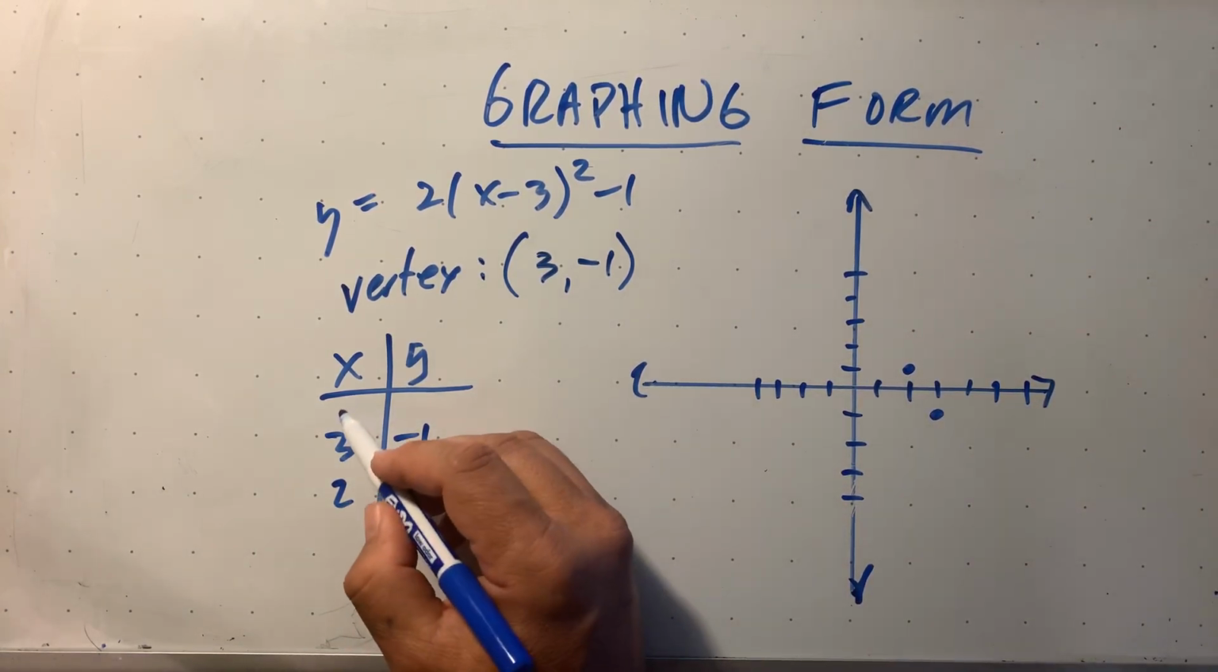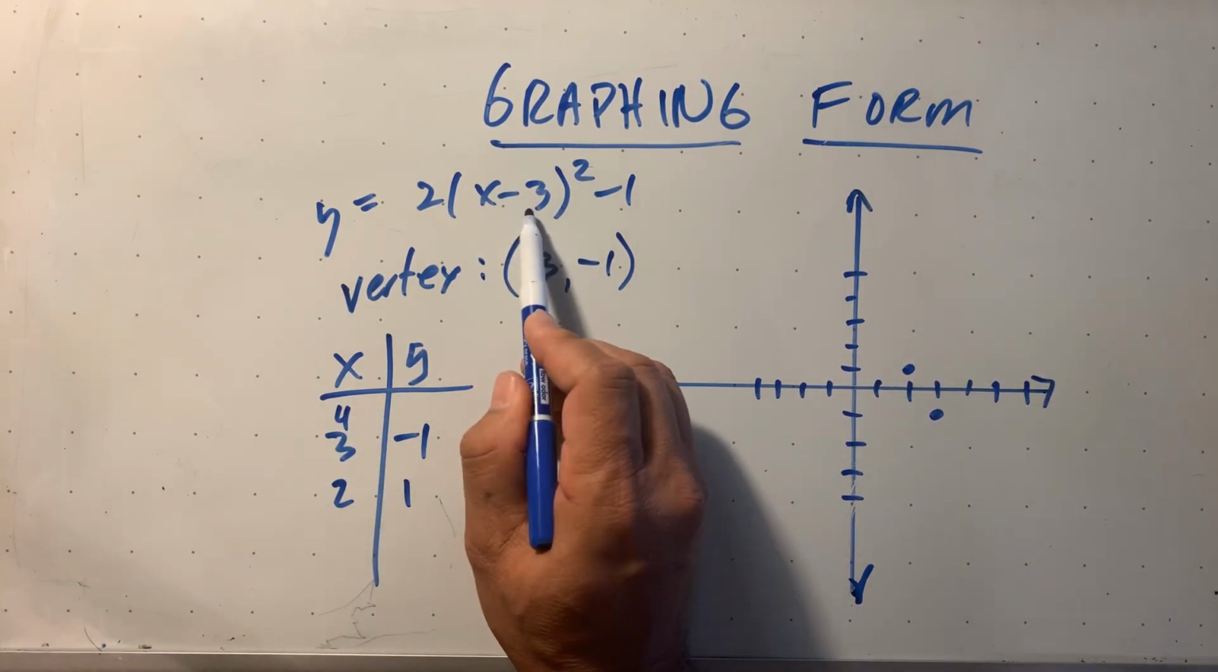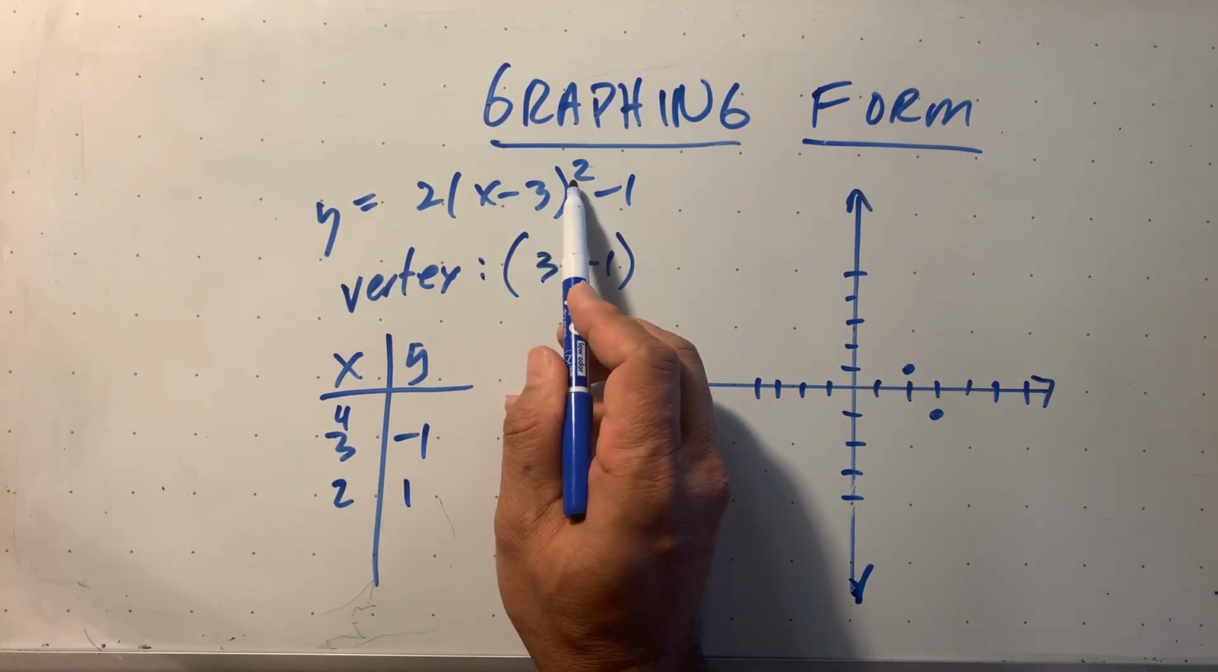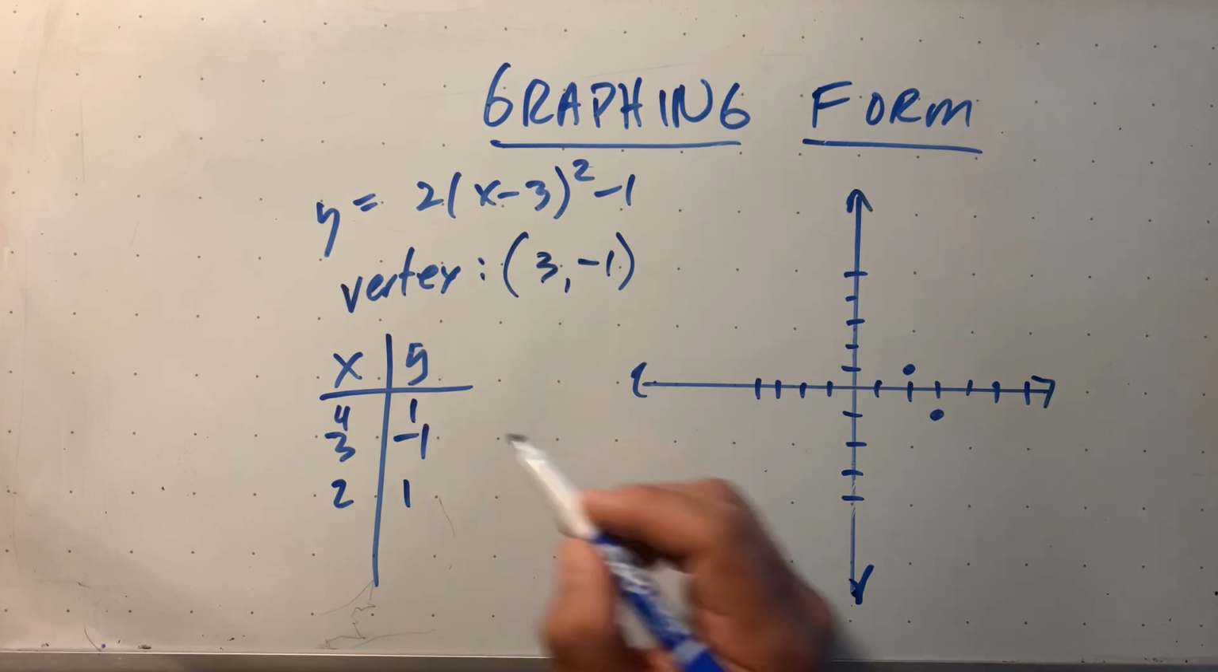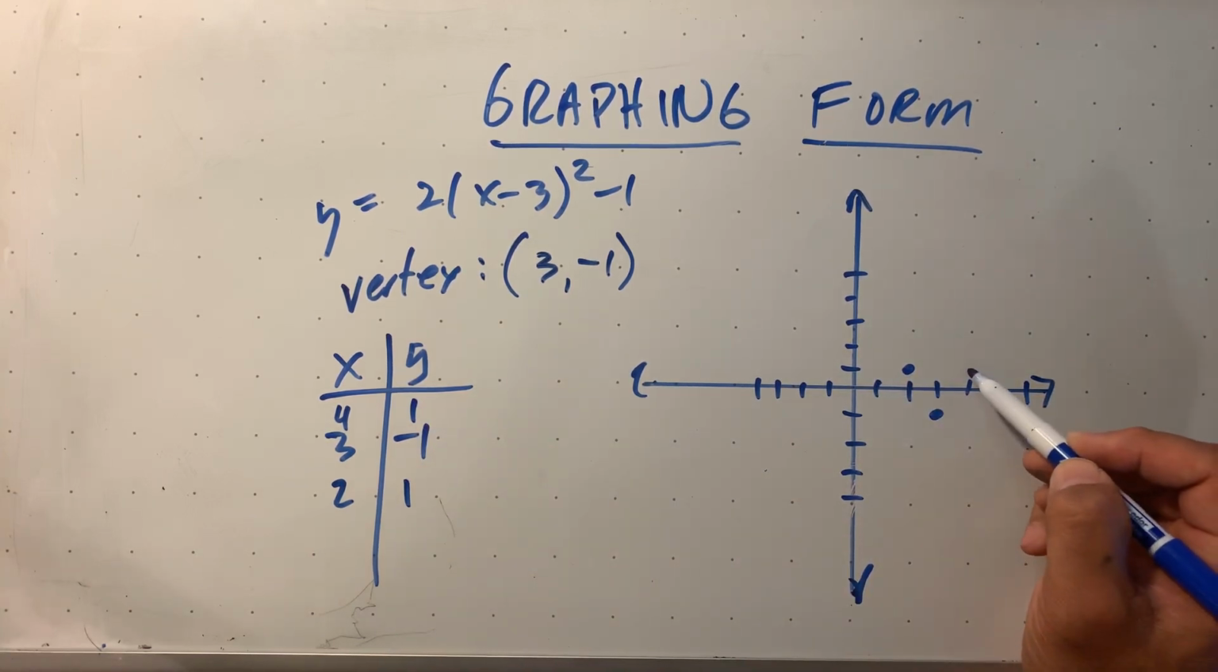And then going the other way, 4. 4 minus 3 is 1. 1 squared is 1. 1 times 2 is 2. 2 minus 1 is 1. So (4, 1), 1, 2, 3, 4, 1.